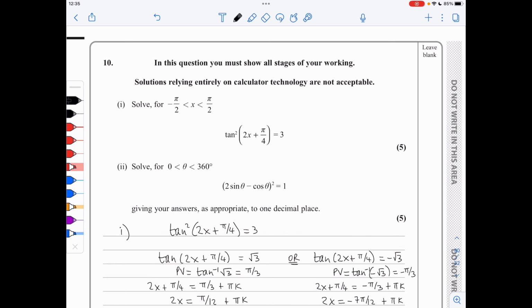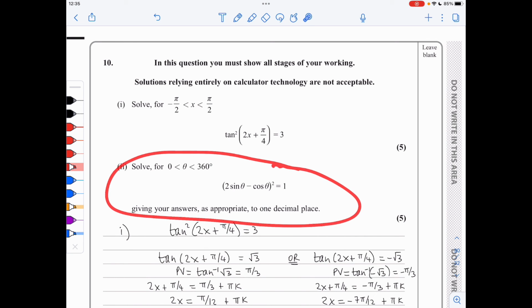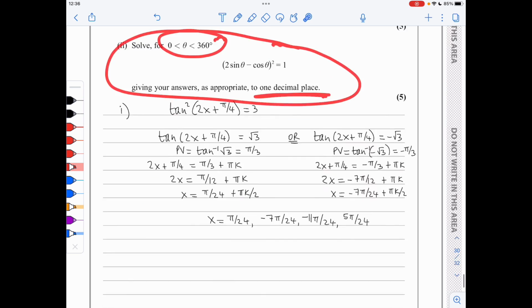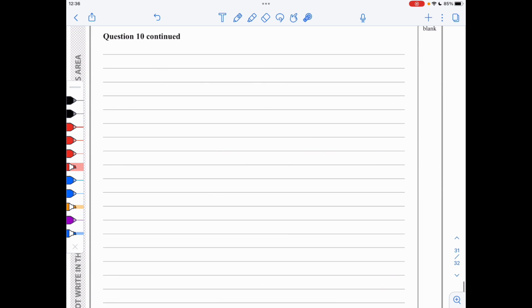And then in part II, we're being asked to solve this equation here. Answers to be given to 1 decimal place. We are in degrees between 0 and 360. I will actually start by writing the equation I was given. (2 sine theta minus cos theta) all squared is 1.